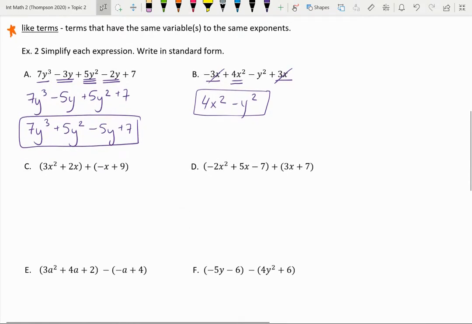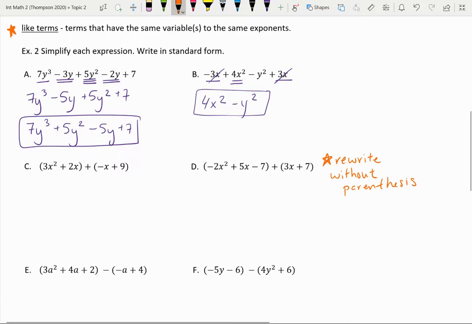Okay. In C and D, I'm actually adding two polynomials that are distinct because of the parentheses. A note here is that we are going to rewrite without the parentheses. So that's your first step. Rewrite without parentheses.